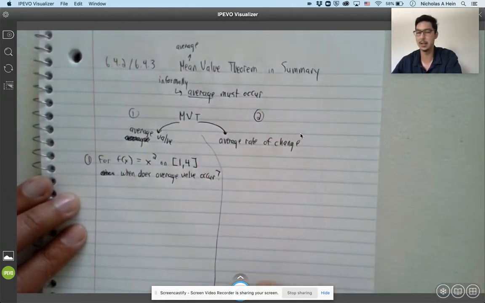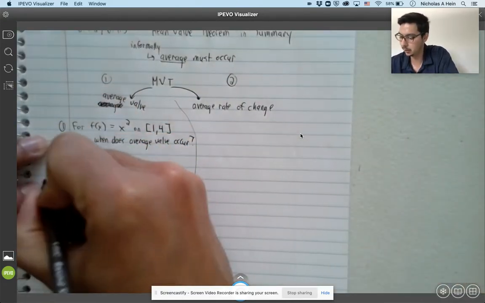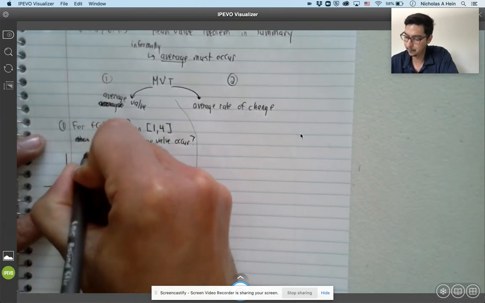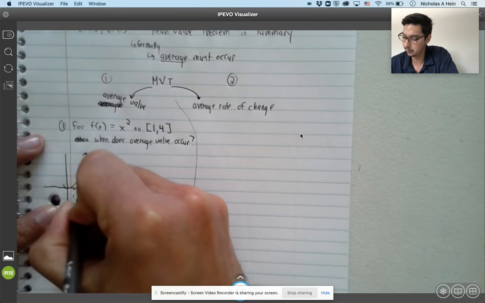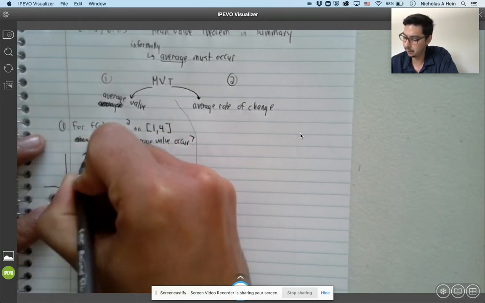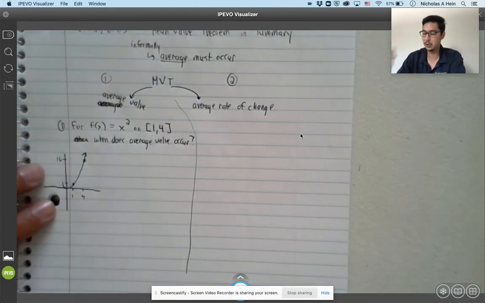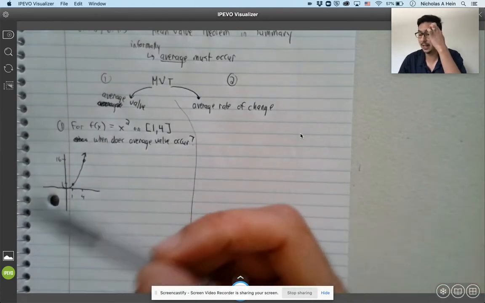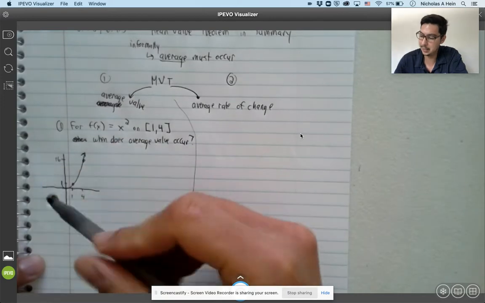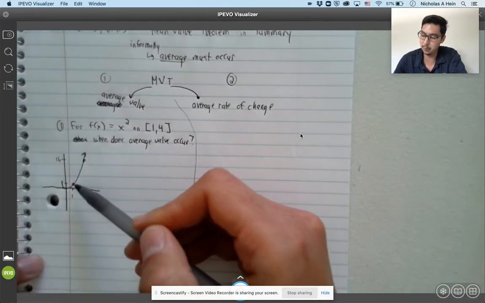Let's split this down my page. Visually, to help you remember this, we have x squared, which is a parabola, and we're going from 1 to 4, where I know at 1 the value is 1, and at 4, 4 squared would be 16. So what's your average value? In the very beginning, the value is 1, and at every moment along the way the value is changing. But on this interval, what is the average value?